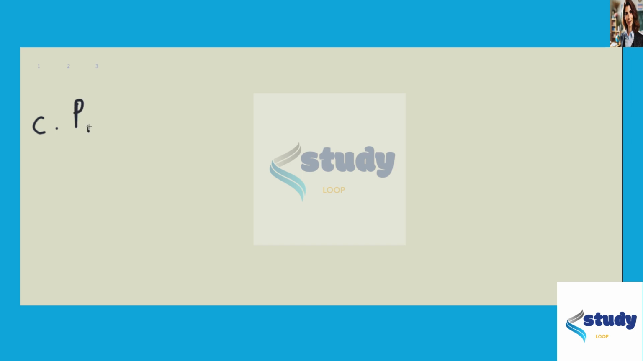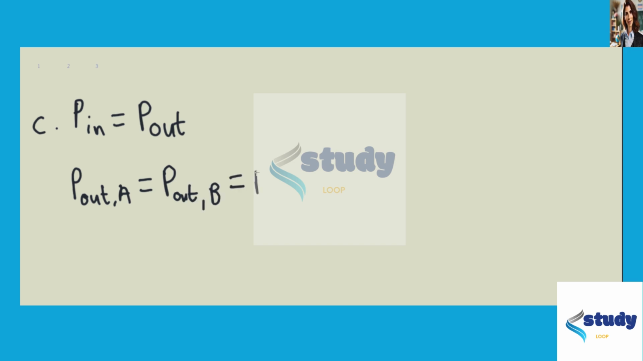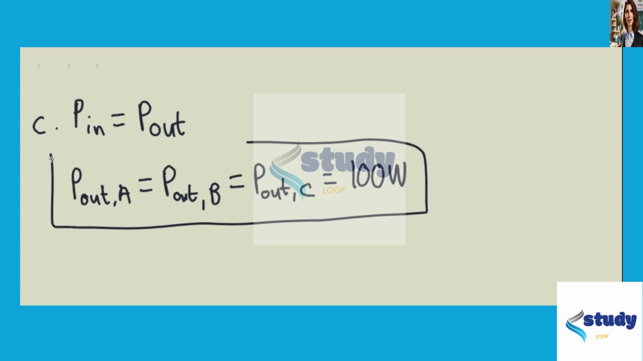For part C, we rank the power. And here we know that the power in is going to be equaling the power out for all cases. And so we can say that the power out for case A would be equal to the power out for case B. And this would be equal to the power out for case C. All of them are equaling 100 watts. And so this would be our answer for part C.